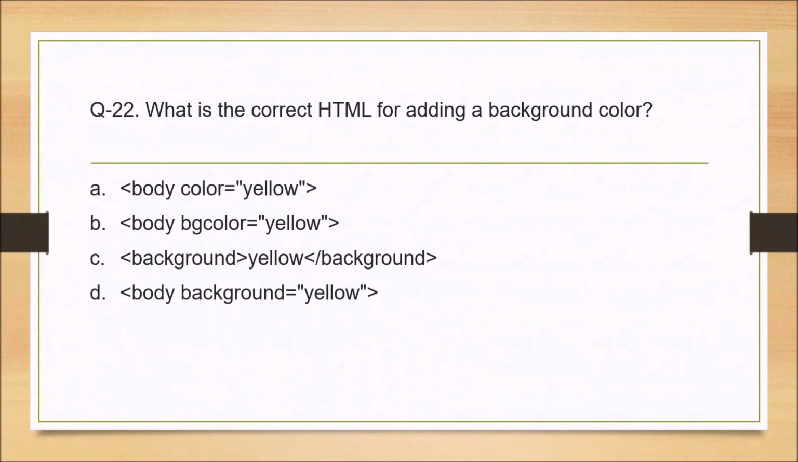And the next question is, what is the correct HTML syntax for adding a background color? And the options are body color equals yellow, then body bgcolor equals yellow, then background yellow with a background closing tag, and then body background equals yellow. And the correct option is B, body bgcolor equals yellow.